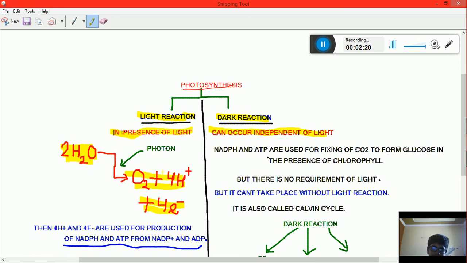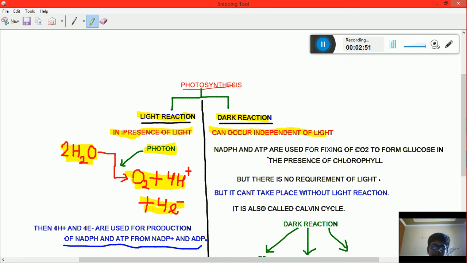And it occurs only in the presence of sunlight, when photons, the light particles, are released by the sunlight and the chlorophyll captures those photons. Then it converts water into an oxygen molecule, 4 hydrogen ions and 4 electrons. Now what is the use of these 4 hydrogen ions and 4 electrons? We know oxygen will be released out. There is no use of oxygen now. It can be used in respiration, but it will not be used anywhere else in photosynthesis.